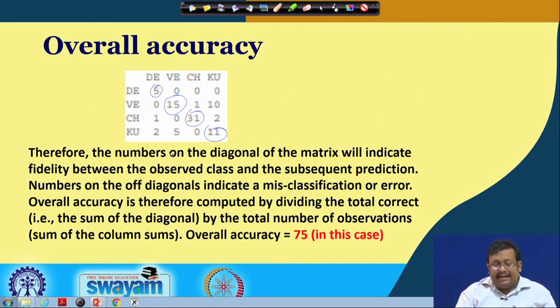So, numbers on the off-diagonals indicate a misclassification error, and overall accuracy is computed by dividing the total correct, that is the sum of the diagonal, by the total number of observations, the sum of the column sums. If we divide the total correct classification, the sum of the diagonal, by the total number of observations, the sum of the column sums, then we get the overall accuracy. In our case, this is 75. So, this is one of the measures of classification accuracy.